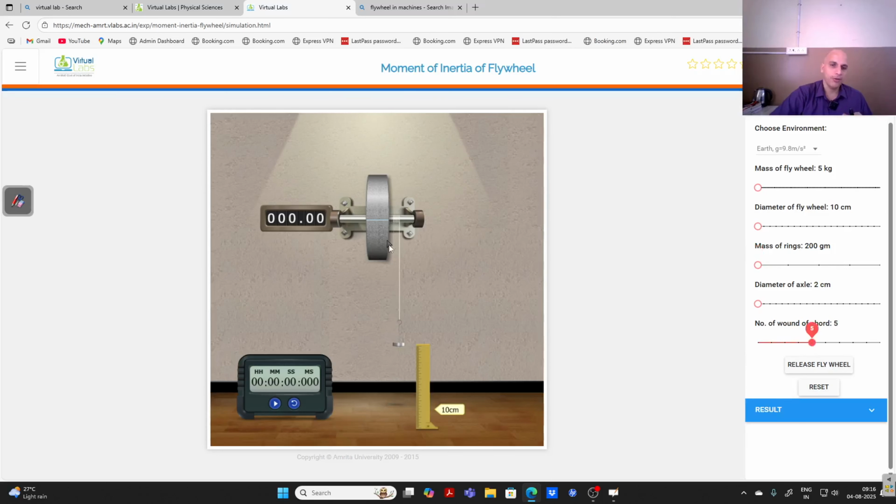It is your choice. Now you can see, as I wrapped this thread here by rotating this flywheel, this mass is lifted from the ground, and the height from the ground is 10 centimeter. This is very important. This is h, right?